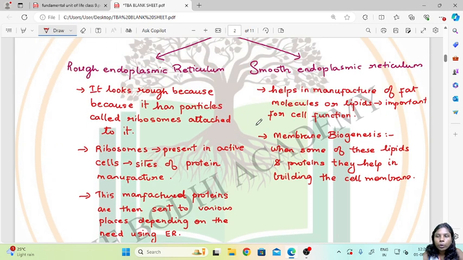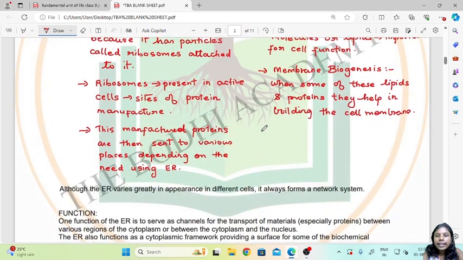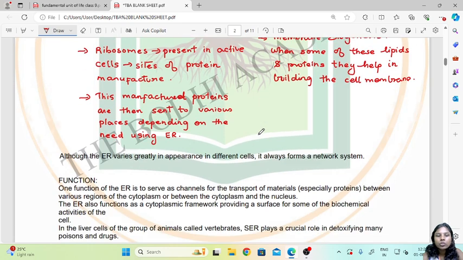The smooth endoplasmic reticulum, we said, helps in the manufacture of fat molecules or lipids which are important for cell function. Then there is also another process taking place over there, that is membrane biogenesis. In this process, whatever lipids or proteins are being manufactured help in the building of the cell membrane, and that process is known as membrane biogenesis.